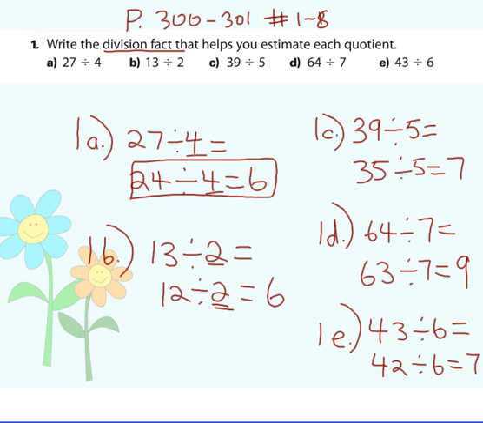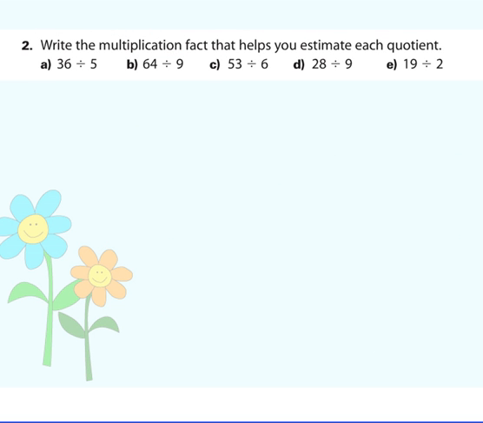I find kids, if they have the multiplication chart, it really helps them. So that was question 1. So already we're well on our way in this assignment. Let's have a look at question 2. Now, it's always important to read the directions. Question 2 says write the multiplication fact that helps you estimate each quotient.